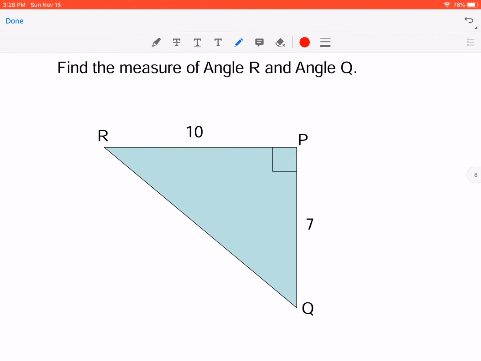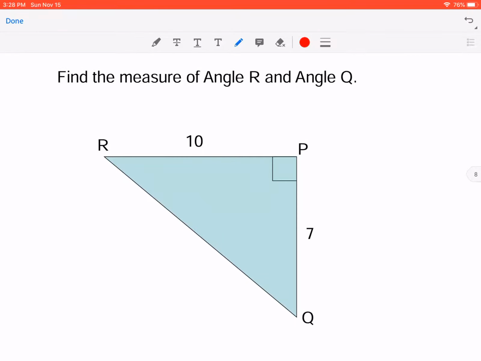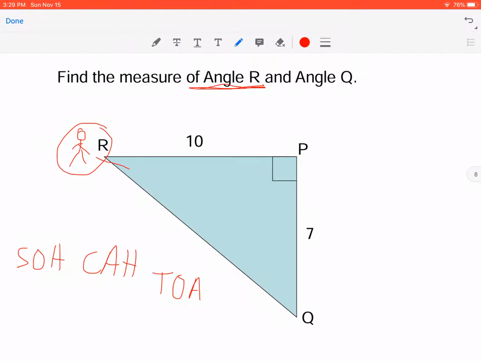Okay. Let's look at this one. This one says find the measure of angle R. So let's find angle R first. And again, you're standing at R. So let's do our cheat sheet: SOH CAH TOA. Okay, so if I'm standing at R, that's opposite. And this one is right beside me. It's adjacent. So which one uses an O and an A?